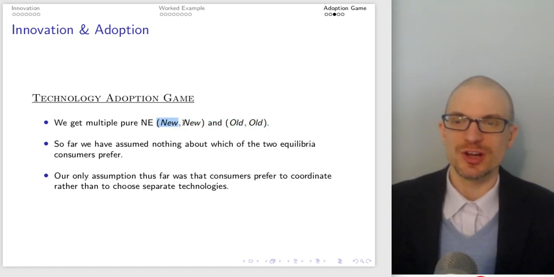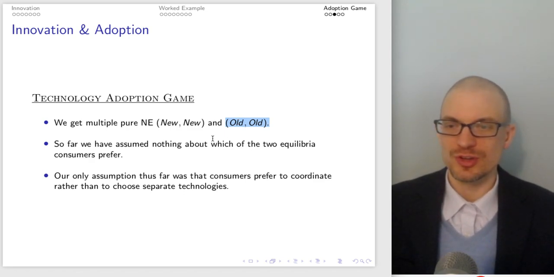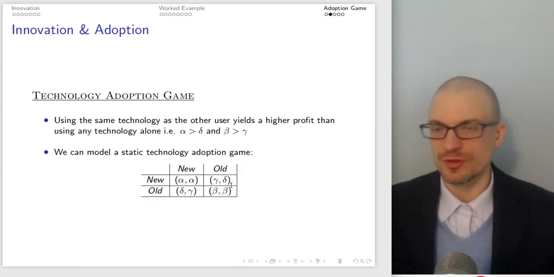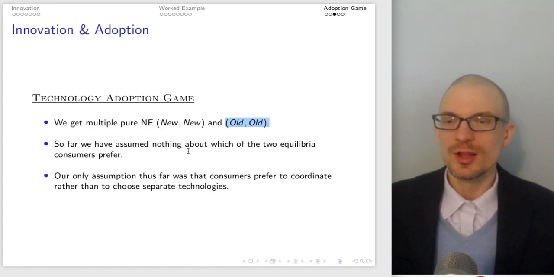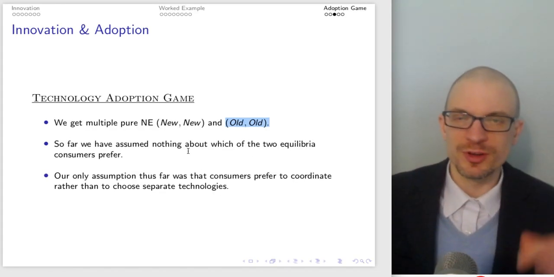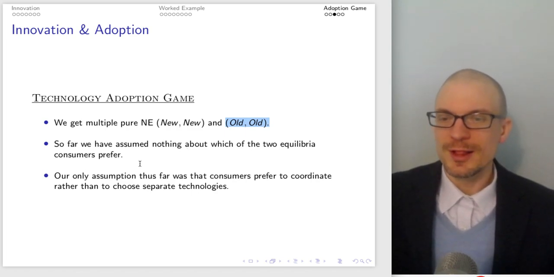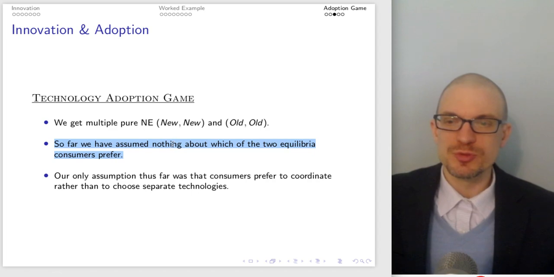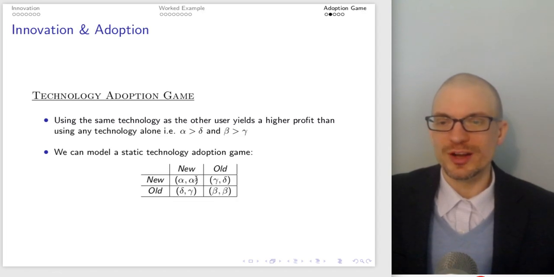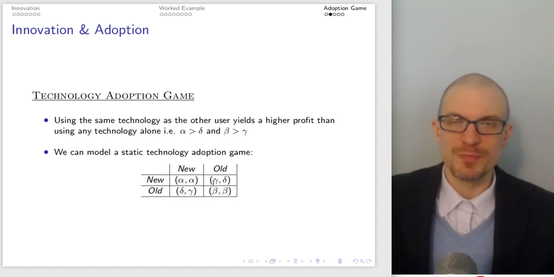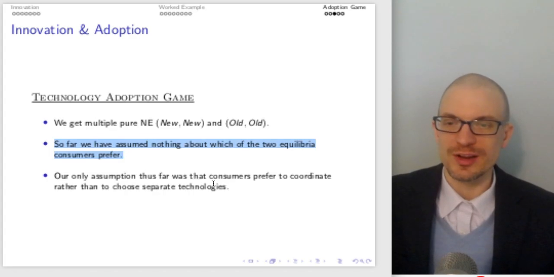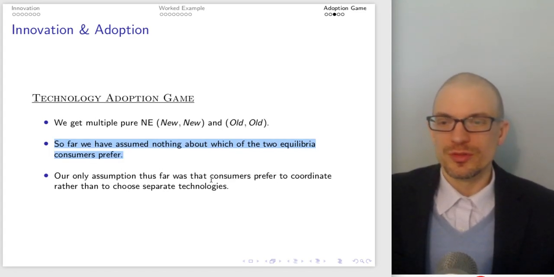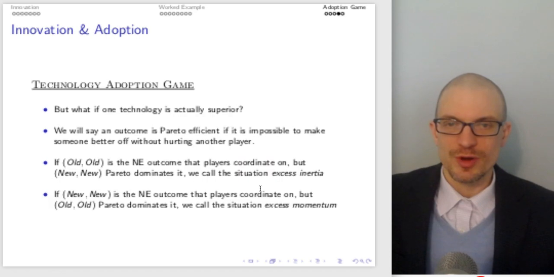Notice the Nash equilibria are defined over strategies, not over payoffs. I've got some videos on solving games, so you might want to check on those if you didn't exactly follow what I did right here. But the game itself isn't as important at this point as the concept. So far we assume nothing about which of the 2 equilibria consumers prefer. I didn't say if it was better to have the old technology or the new technology, just that it was better not to be the only one with the new technology. So that's this coordination assumption right here.